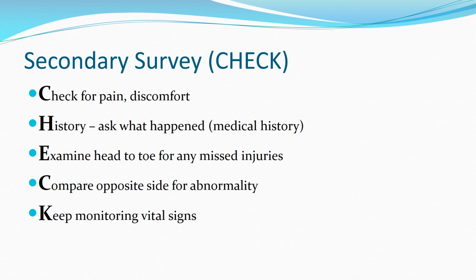C, compare opposite side for abnormality, which means that you are checking if the left leg, when it is straightened, looks like this, does the right leg look slightly crooked? So you check. And K, keep monitoring vital signs. That means if you can, you check for the pulse, okay, and you also check for breathing.